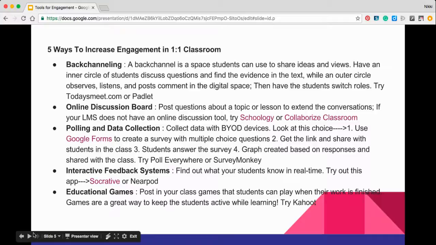So all those were 5 ways to increase engagement in the one-to-one classroom. And these 5 strategies will definitely make your classroom more personal and more active and have the students become more involved.